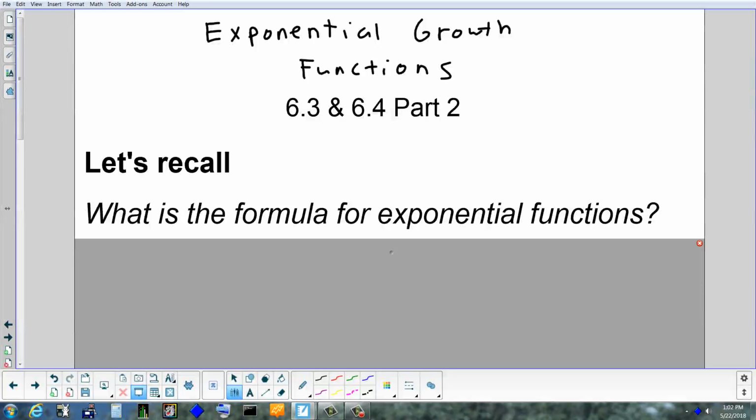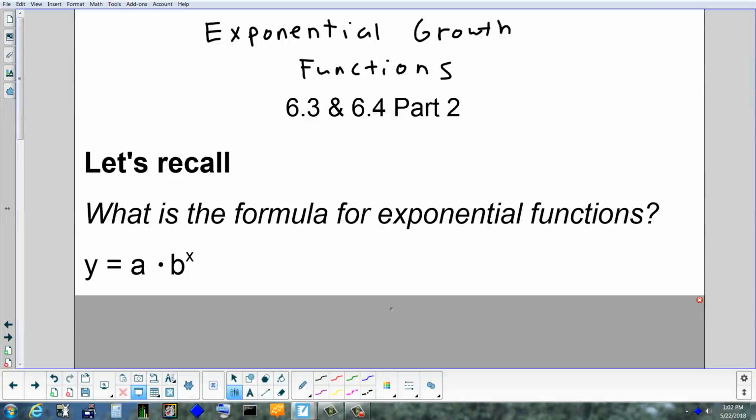All right. Somebody remind me, for exponential formulas, or functions, what's our formula? It's not mx plus b. That's a line. Sydney? Is it y equals ab^x? Yep. Y equals ab to the x. Perfect. So we talked about that in the warm-up.